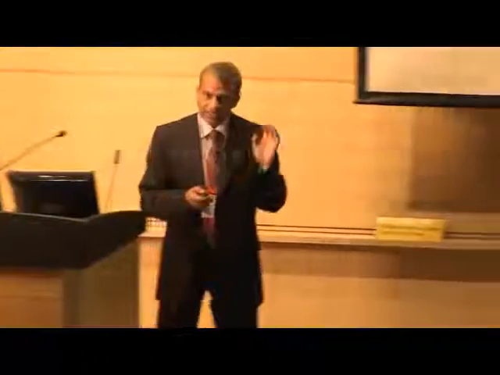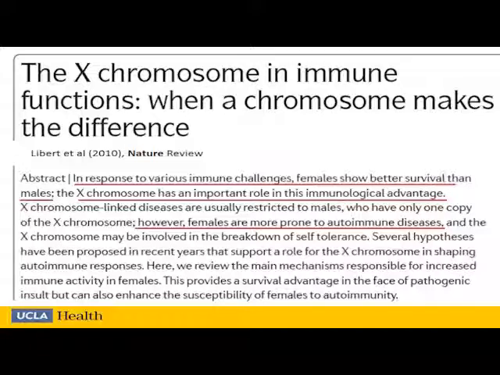Okay. I showed this review article yesterday because it is an interesting review article where it says the X chromosome can make a difference in the immune system. So in response to various immune challenges, females show immunological advantage. They respond to immune challenges better. The X chromosome has an important role in this immunological advantage.